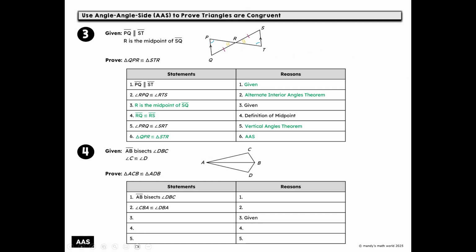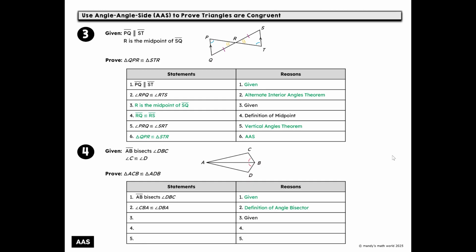Okay, let's look at example number 4. Example number 4 says segment AB bisects angle DBC. Okay, that's this angle right here, DBC. And then it says that angle C is congruent to angle D. All right, so the first thing, we write what we're given, and it's already there for you. Segment AB bisects angle DBC. Well, the definition of angle bisector tells me that angle CBA is congruent to angle DBA. Those angles are congruent by the definition of an angle bisector, right? It splits it directly in half.